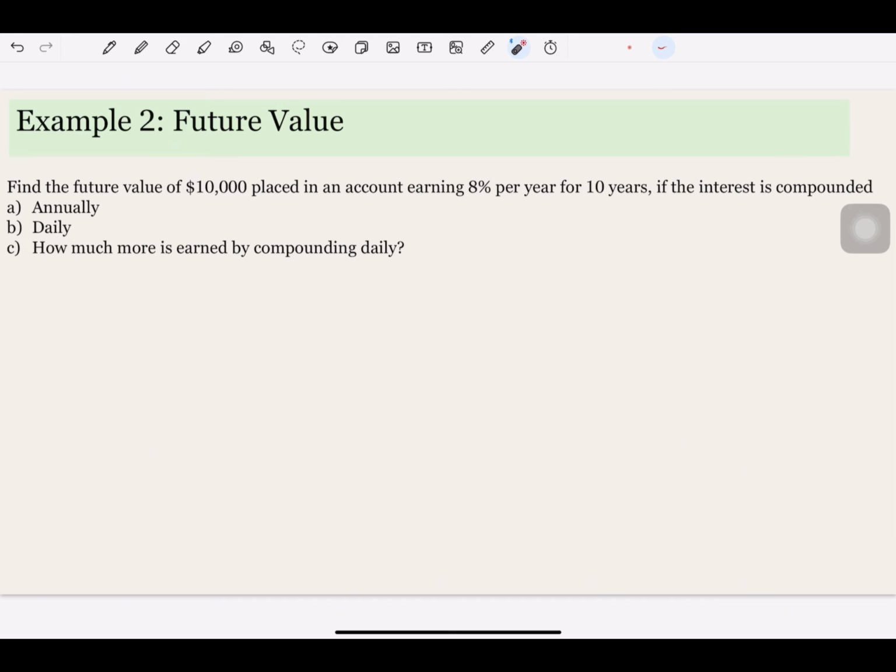And finally, you have to find how much more is earned by compounding daily. So let's start doing this problem. The first part is annual compounded interest.